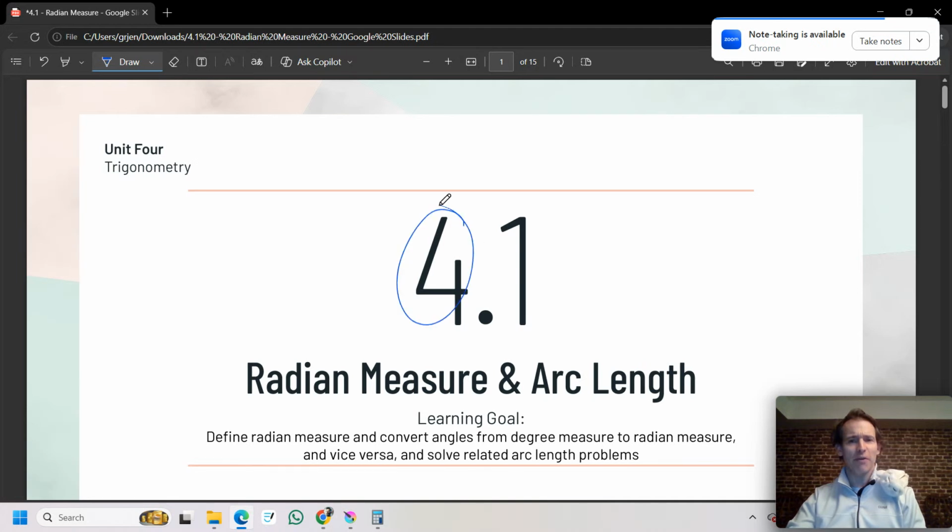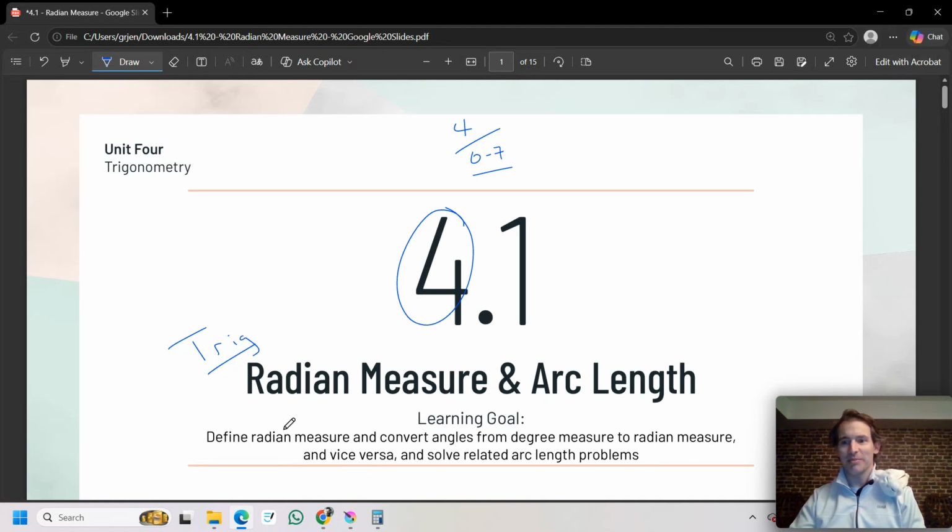And aren't you glad that we're back to new content, everyone? We are in Unit 4. That's 4 out of 6 or 7. Okay, we will do 6 or 7 units. And so we're past the halfway point. We're right where we need to be. And we are into trig. Oh, what a lovely time to be alive, everybody, because trig is fantastic.